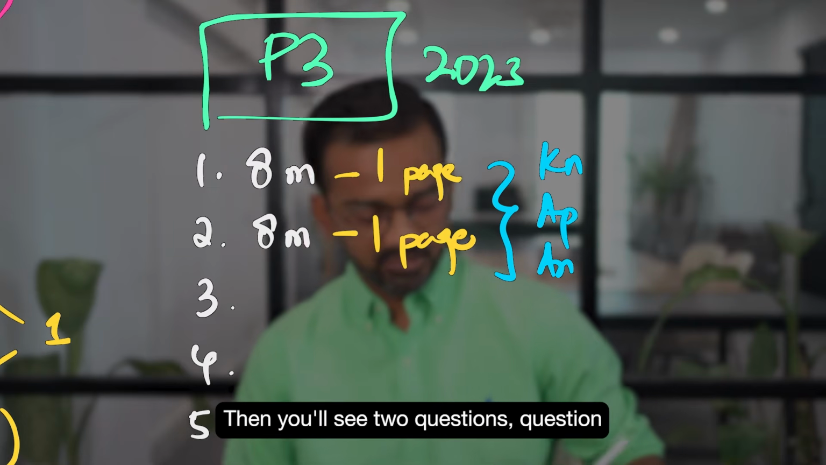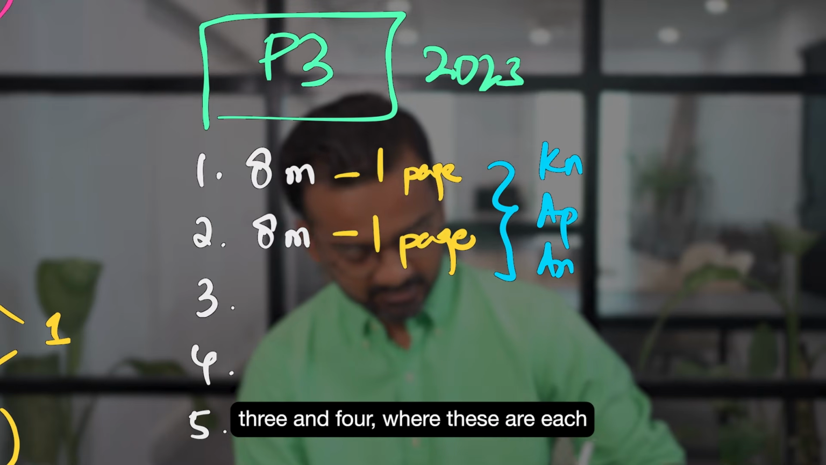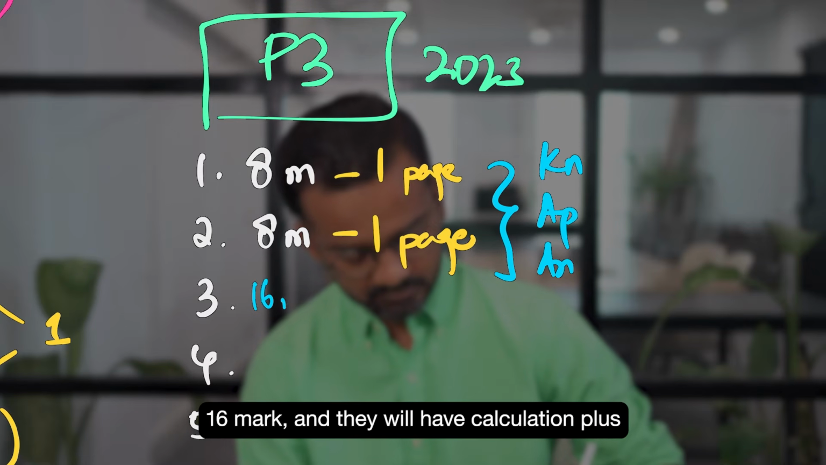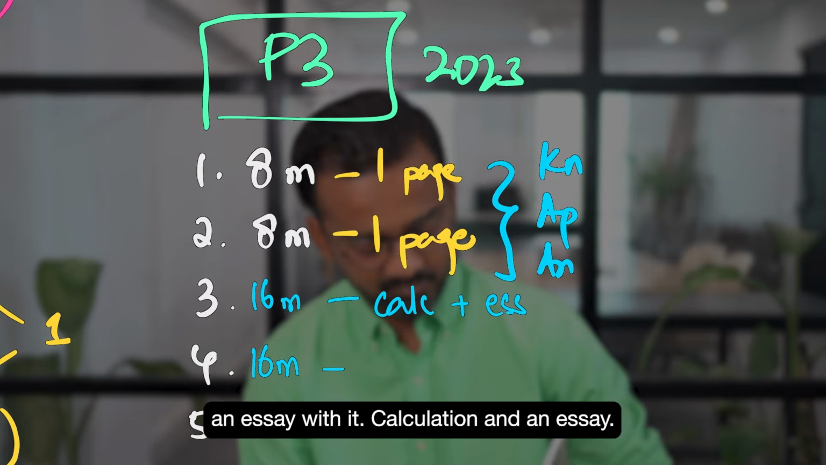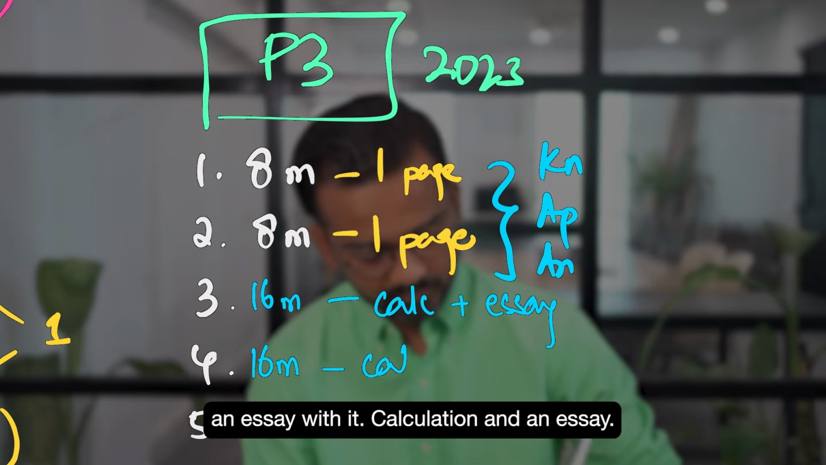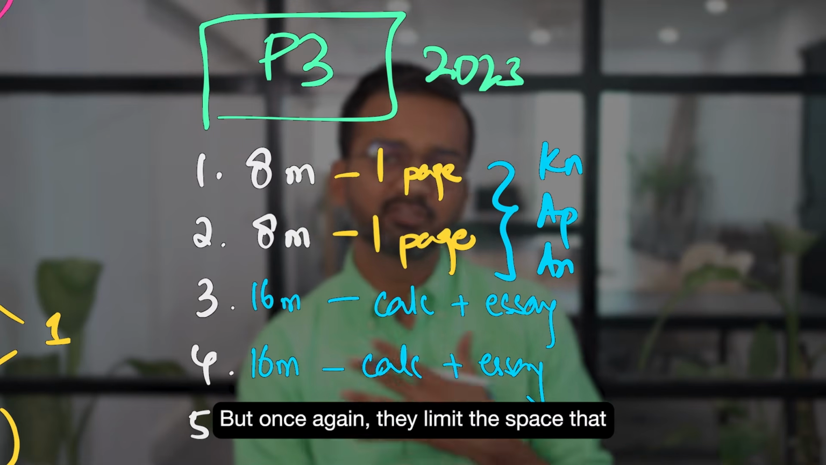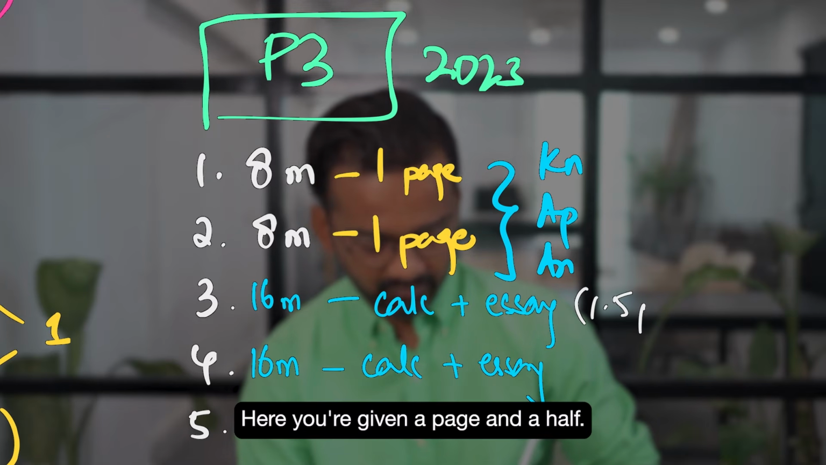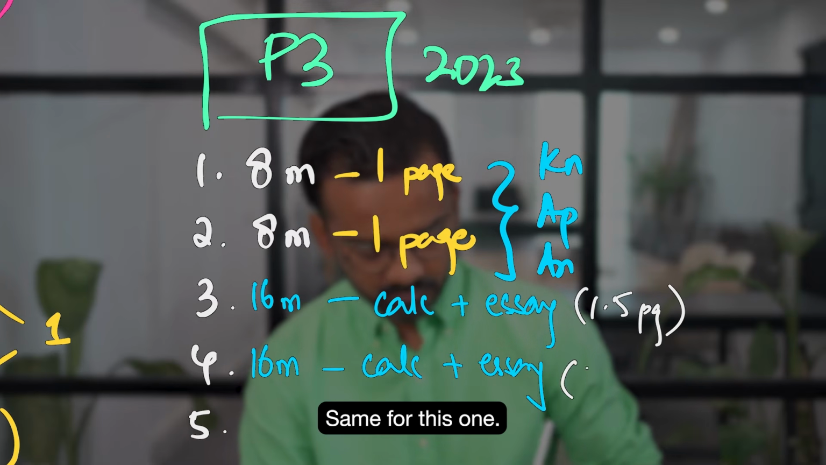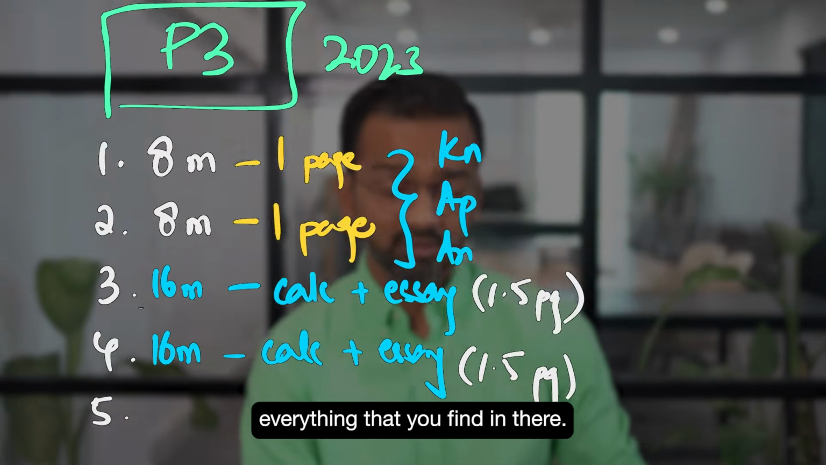Then you will see 2 questions, questions 3 and 4, where these are each 16 marks. And they will have calculation plus an essay with it. Calculation and an essay. But once again, they limit the space that you're given to write your essays. Here you're given a page and a half. Same for this one. So again, you don't have to write about everything that you find in there.